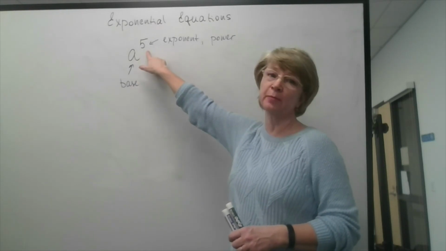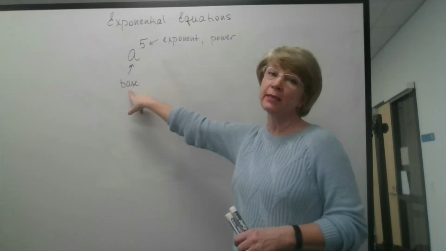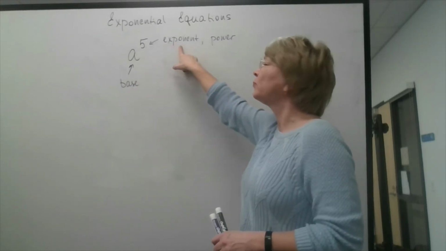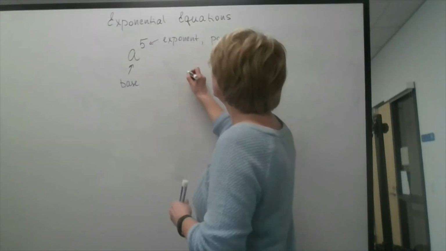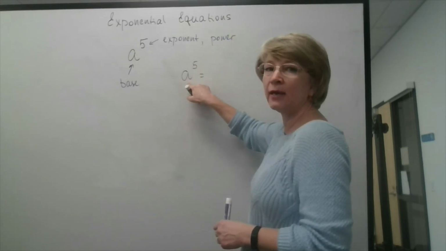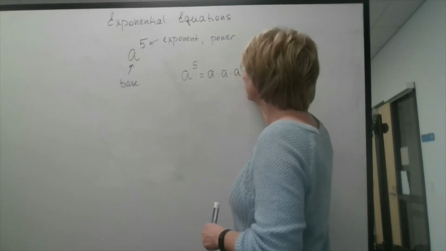A to the fifth power. What is A? A is the base. What is 5? 5 is an exponent or power. What does A to the fifth power mean? It means take A and multiply it by itself 5 times.